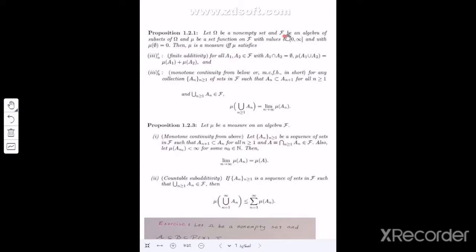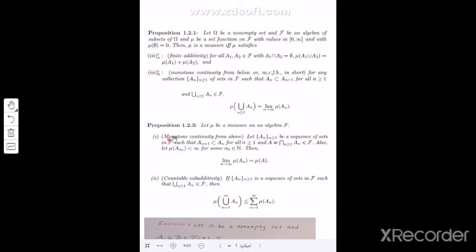Okay, F is a sigma algebra, then you can remove this condition. So for An with this property, we have mu of the union of An is equal to the limit of mu of An. This property is called monotone continuity from below. You must memorize these properties.